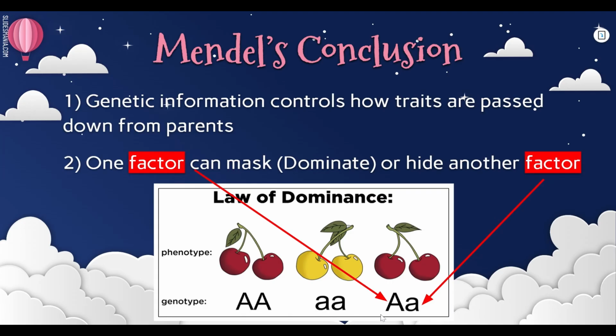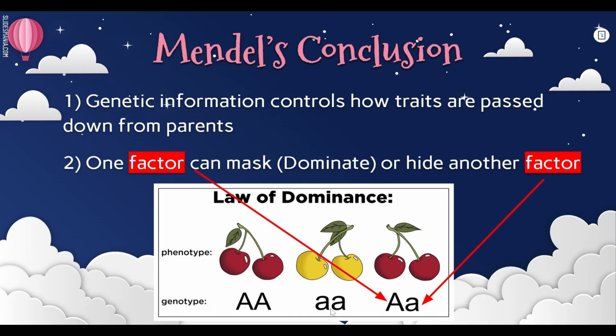So Mendel's conclusion: genetic information controls how traits are passed down from parents, right? So it's these genes that we talked about earlier that are responsible for the traits that show up. So one factor can mask or dominate or hide another factor, right? So this is what we talked about earlier. You have these two, remember, but they're the same. In this case, both are capital letters. So homozygous dominant. And again, dominant just means you have that capital letter, right?